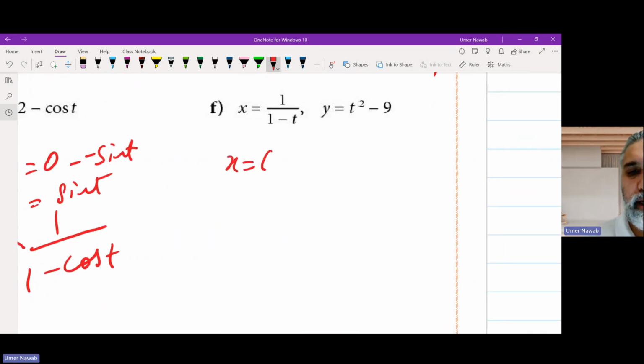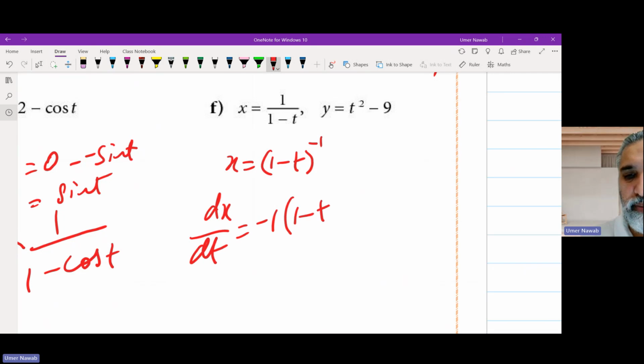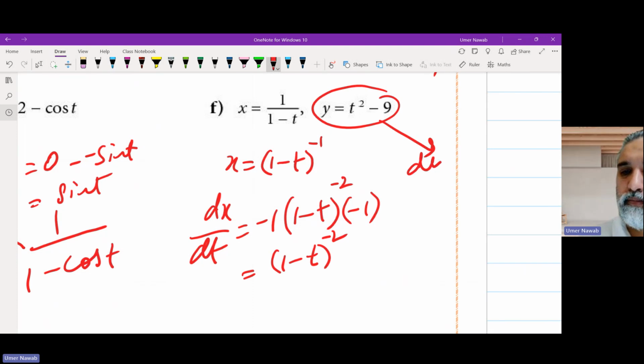Can I write it like this? 1 minus t raised to power minus 1. It would be easier for me to apply the derivative. So dx by dt, apply the power rule. Power goes back, and from the power, I take off 1, which is minus 2. Don't forget the further derivative of 1 minus t. The further derivative of 1 minus t is minus 1. Now this minus and this minus will make it plus. Only I'm left with 1 minus t raised to power minus 2. Now from here, dy by dt gives me just 2t.